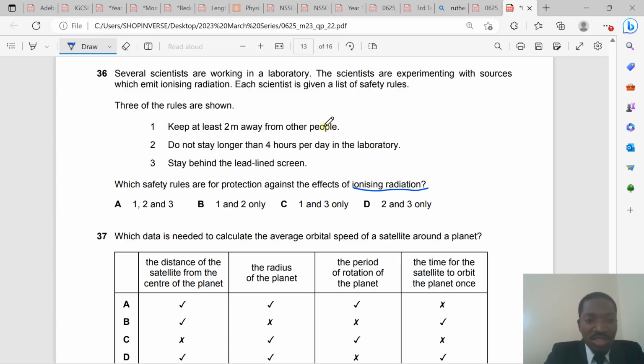So this is the one that is not meant to protect you. Which safety rules are for protection? This is the only one that is not for protection against radioactive radiation. The other 2 are meant to protect you from ionizing radiation. So 2 and 3, option D, 2 and 3 only.